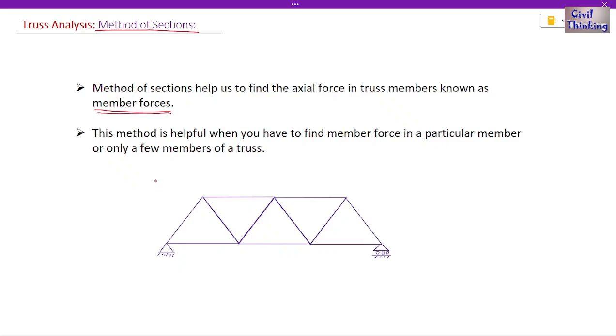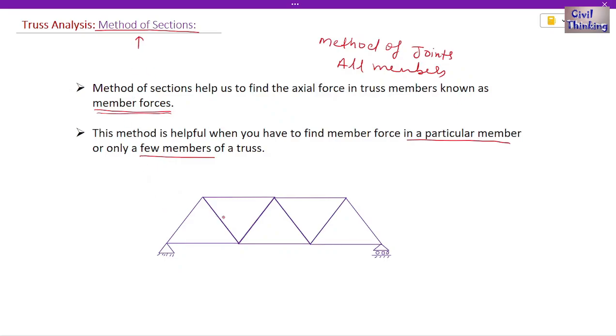Now this method is helpful when you have to find force in a particular member or only a few members of a truss. Previously, in the previous class, in the method of joints, this method is useful when we have to find the member force in all members, right? All members. Now when we have to find the member force in a particular member or only a few members, we use method of sections.